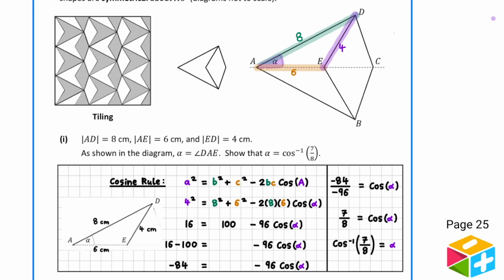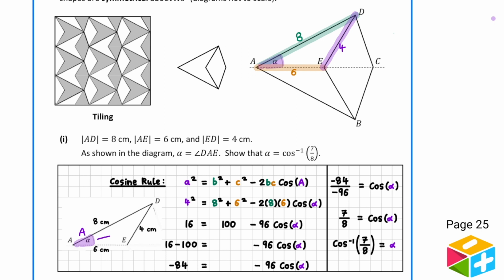This is precisely the setup we need to use the cosine rule. This says that a squared is equal to b squared plus c squared minus 2bc times the cosine of capital A. Here, capital A refers to an angle, and in our diagram that will be the alpha.